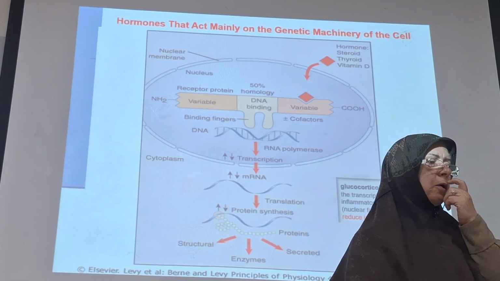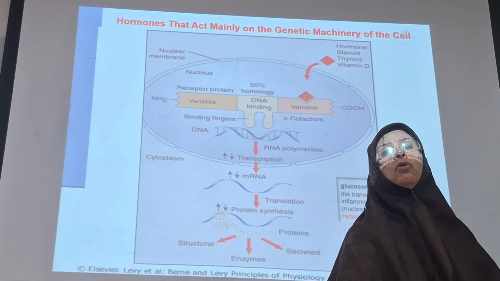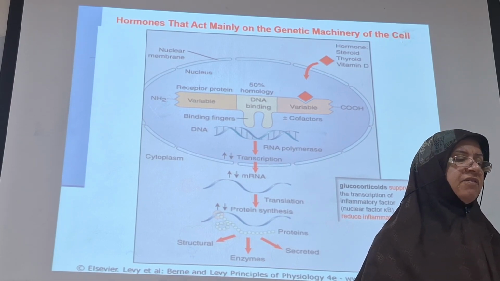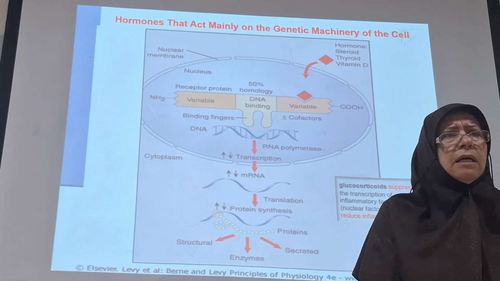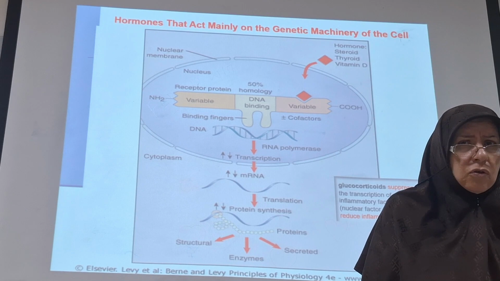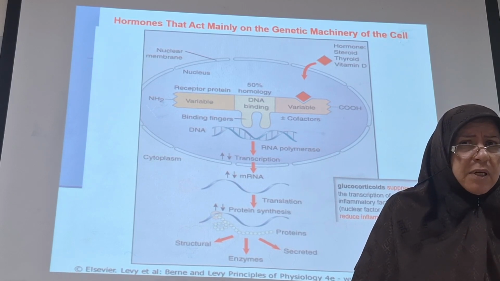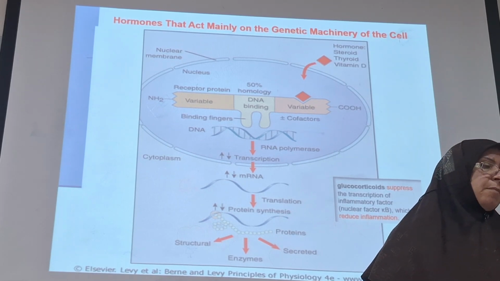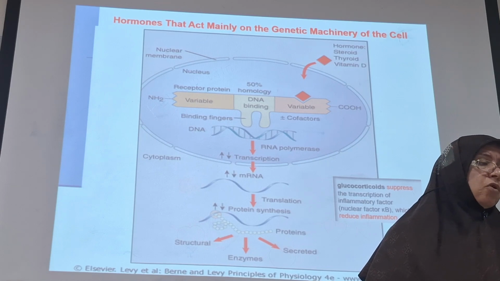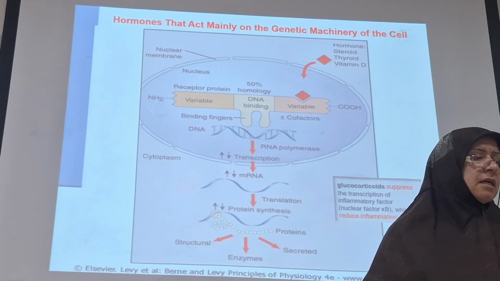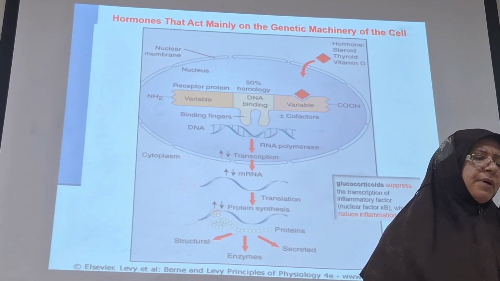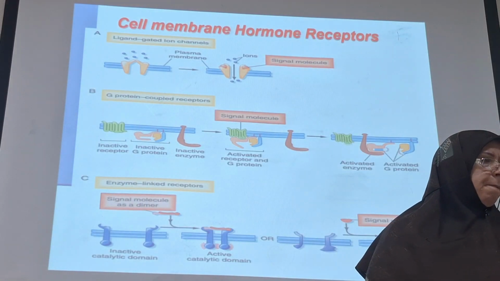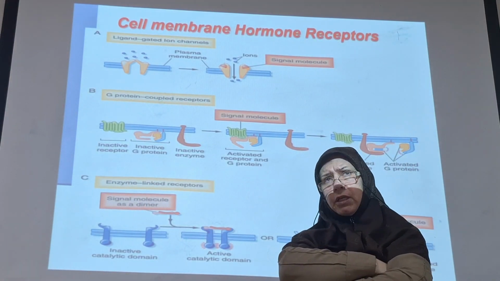For example, glucocorticoid or cortisol suppresses transcription of inflammatory factors. You know, cortisol has an anti-inflammatory effect. Yes, it decreases inflammatory protein. So some of these hormones may increase or decrease protein synthesis. Cortisol decreases or suppresses inflammatory factor production. Okay? This is an example.